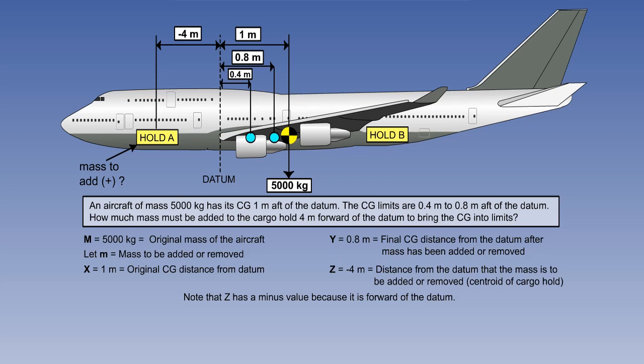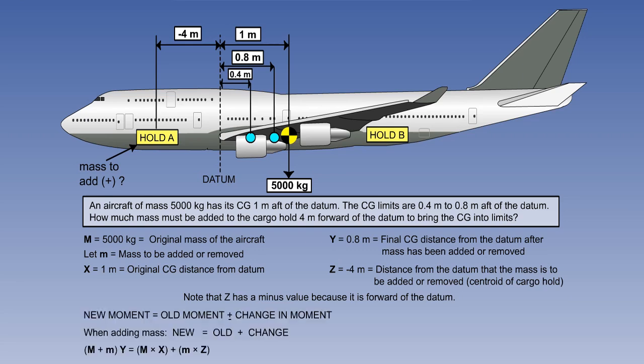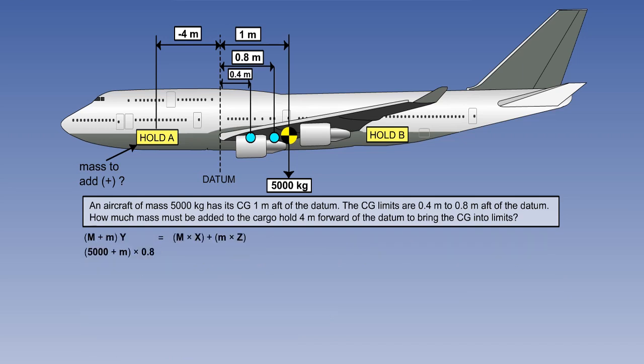In this instance, all of the details are given on a representative aeroplane on screen, and the first step is to apportion the data to the key letters used in the formula. Write down the formula and make sure that the change in moment is in the correct sense. In this case, it is a positive because we are adding mass. We are now ready to place the known values into the first line of the formula. On the left side of the equation, put in brackets the original mass big M, 5,000, plus the mass to add, little m.